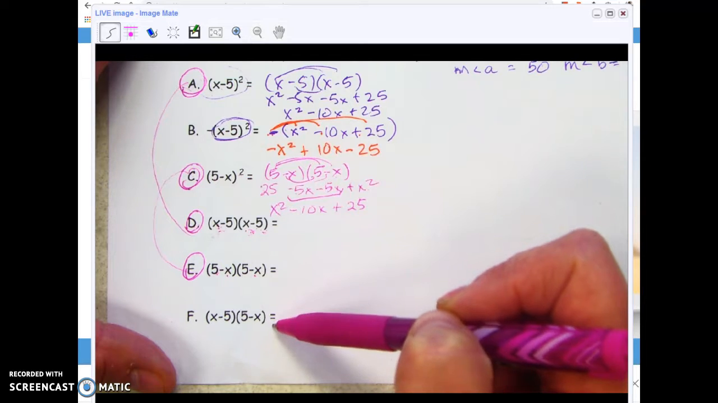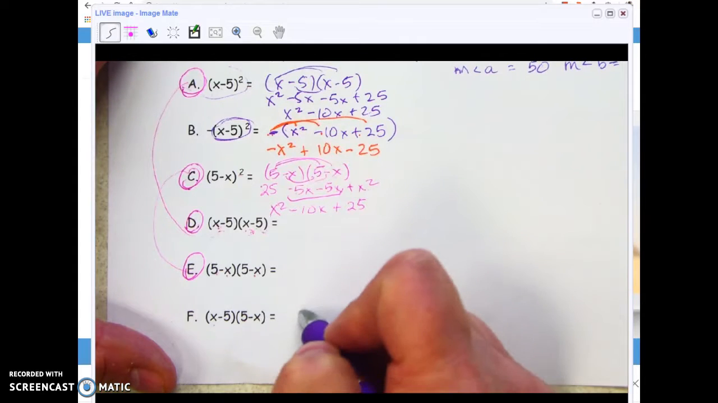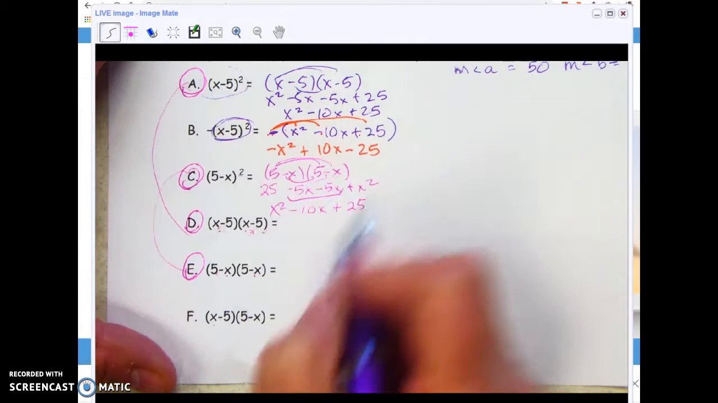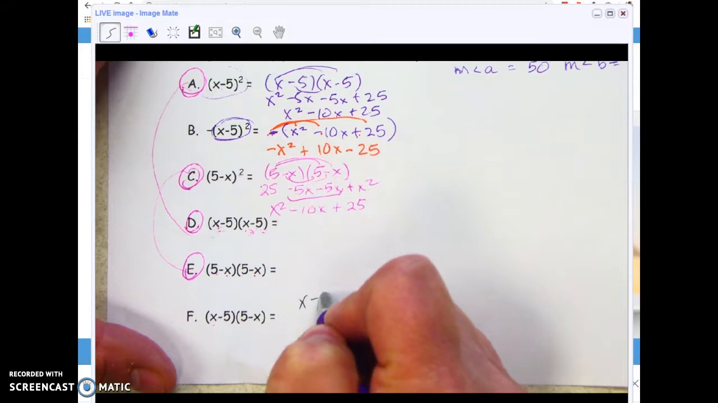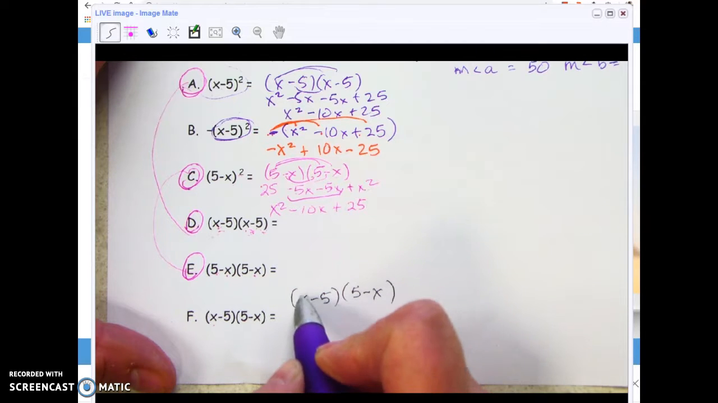Now I'm going to look at the last one. x minus 5 times, this is different. x minus 5 times 5 minus x. I don't know what's going to happen there. I'm not going to take a chance because I want to get all these answers right. Otherwise I miss the whole thing. So I'm going to multiply that out. x minus 5 times 5 minus x. And let's see what happens here.